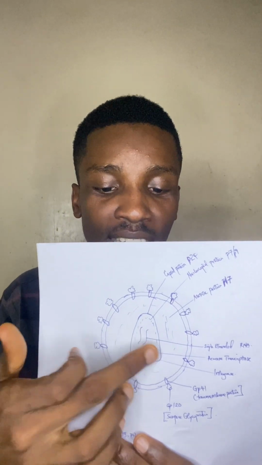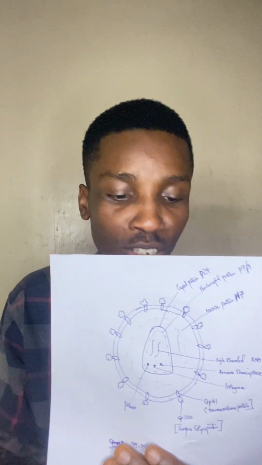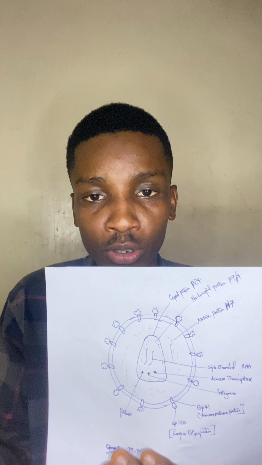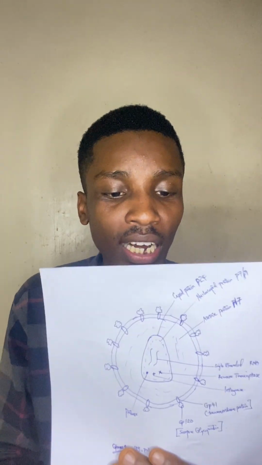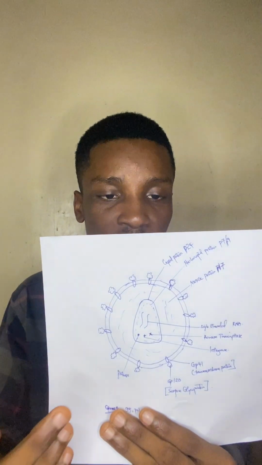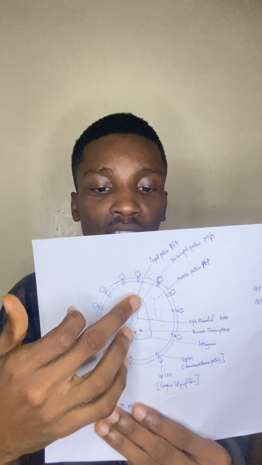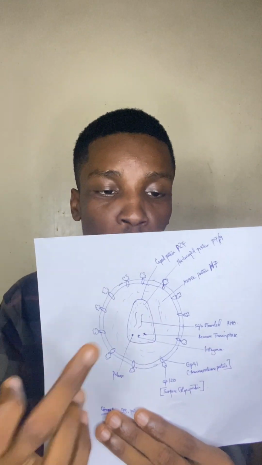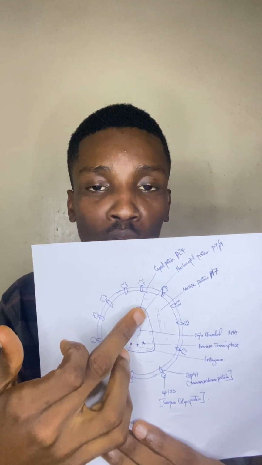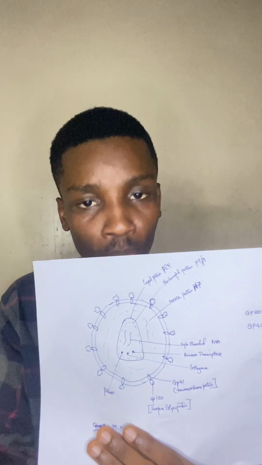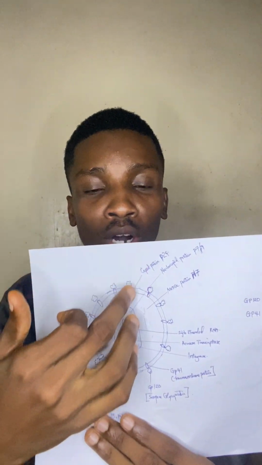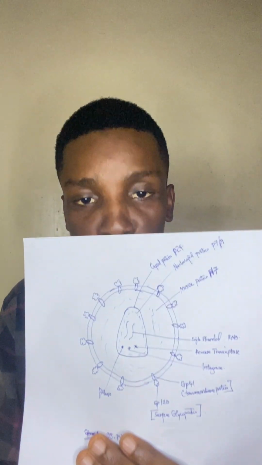Beyond that, we have three enzymes: reverse transcriptase, integrase, and protease. We'll talk about what they do as we go on. Another thing that is part of this is the proteins. The proteins here are either the nucleocapsid protein, called P7/P9, or the capsid protein, which is P24.